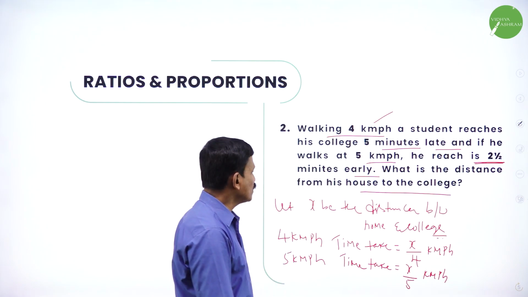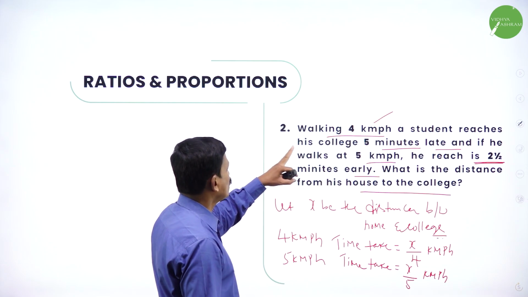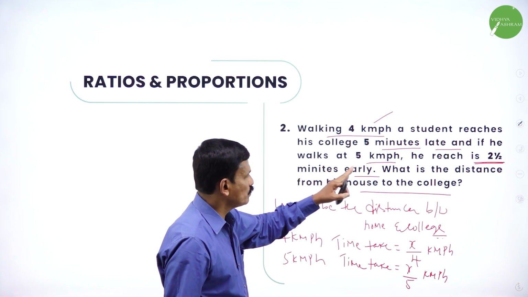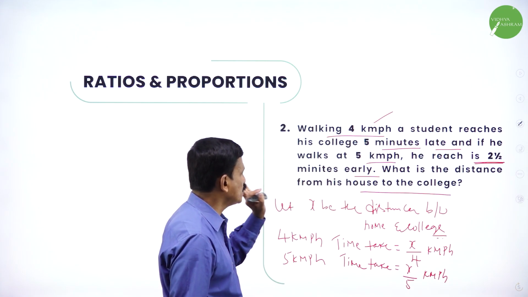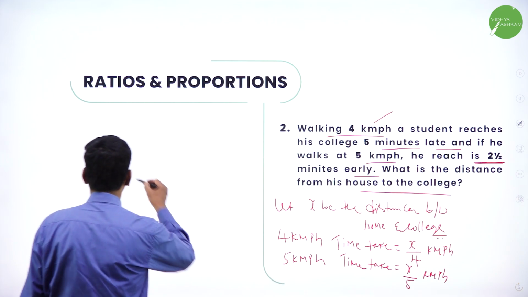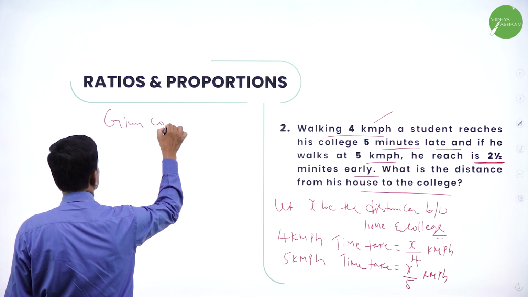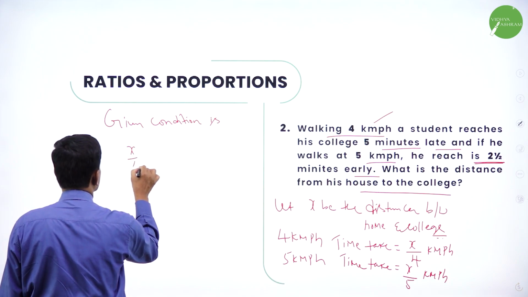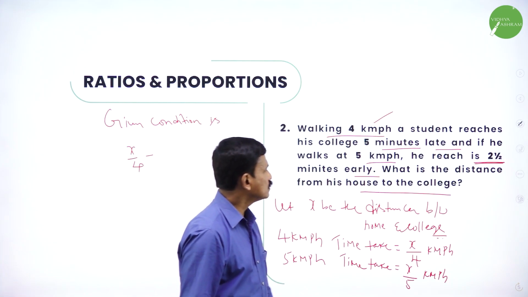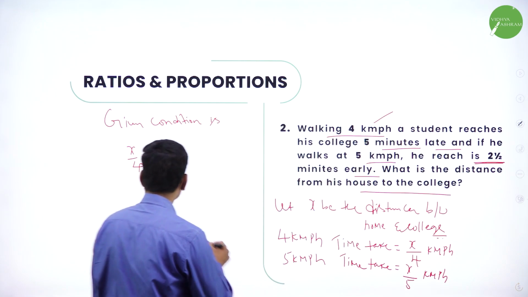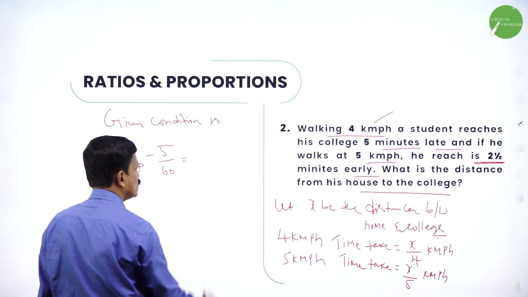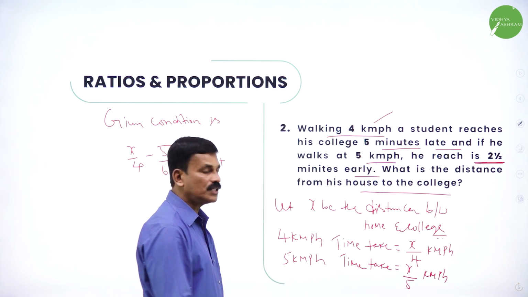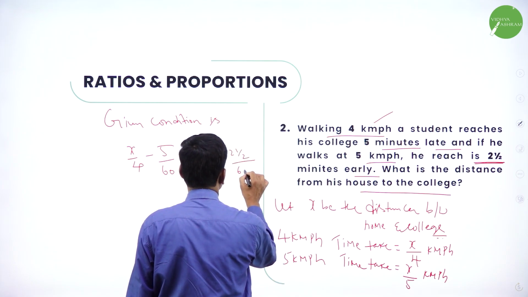Now, what is the given condition? According to the given condition, by walking at 4 kilometers per hour, a student reaches the college 5 minutes late, and by walking at 5 kilometers per hour, he reaches 2.5 minutes early. So the given condition is x by 4 minus 5 by 60 is equal to x by 5 plus 2.5 divided by 60.